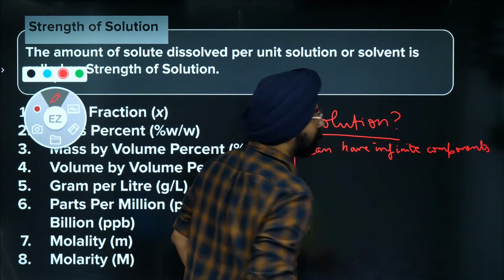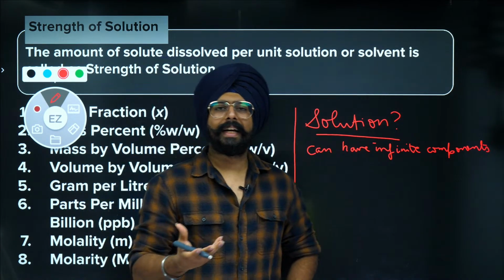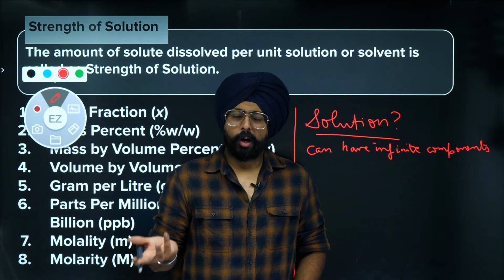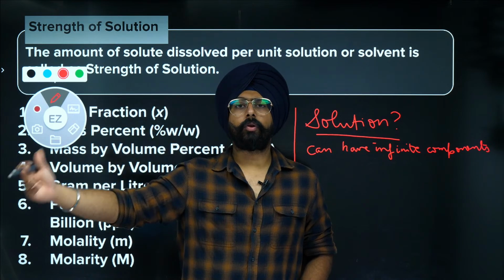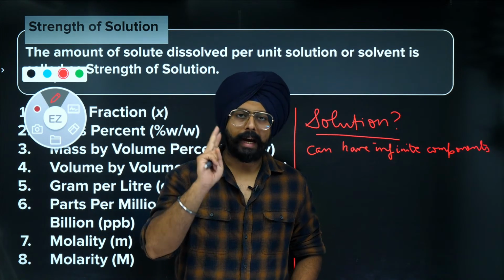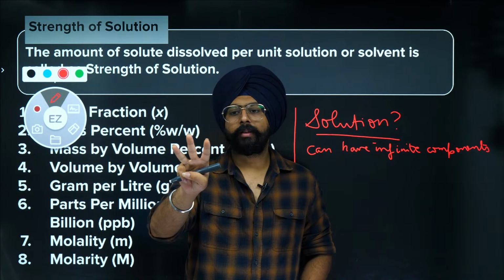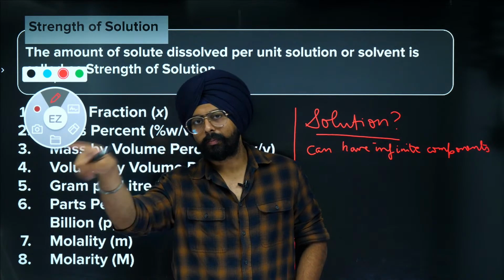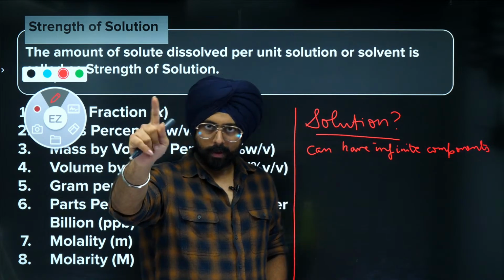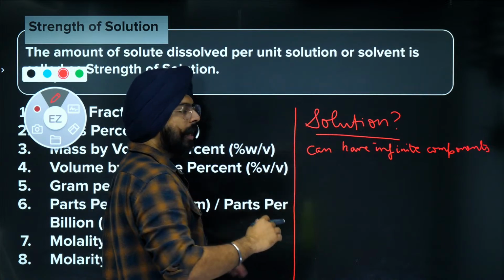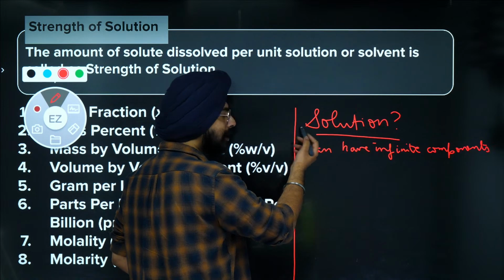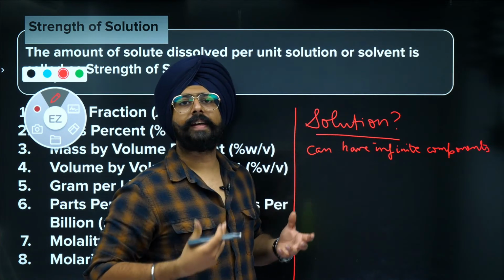If you think about the definition of a solution, it's basically a homogeneous mixture, isn't it? A homogeneous mixture could have multiple components to it. You could have a solution which contains water and salt and sugar, so there are multiple solutes over there, right? So the first thing is that solutions can have multiple components. Solutions can also be of multiple phases, right?